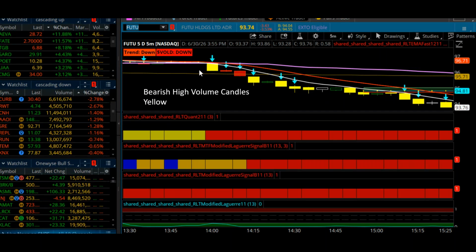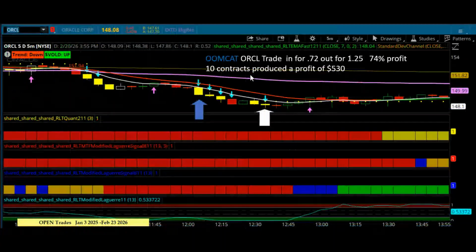These will be on any time frame. If you're using daily or weekly, they'll still be colored. The candlesticks will be colored based on high volume. Okay, now this is a couple of trades I'm going to show you just to see how these work, and then we're going to go over a lot of this in a lot of detail here.